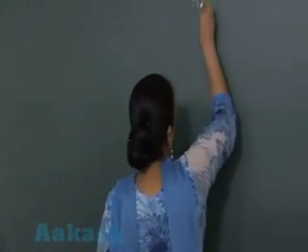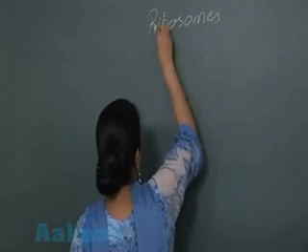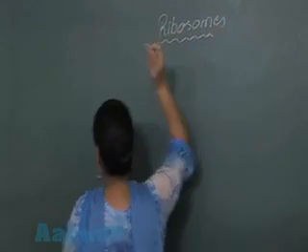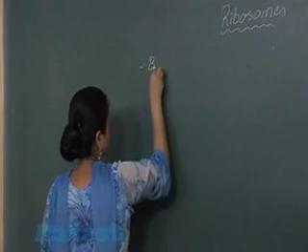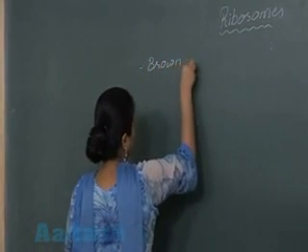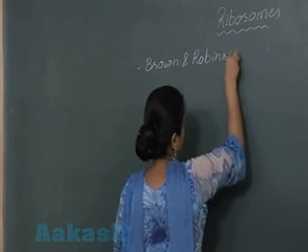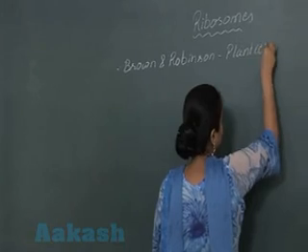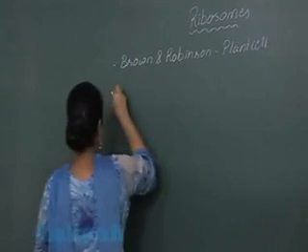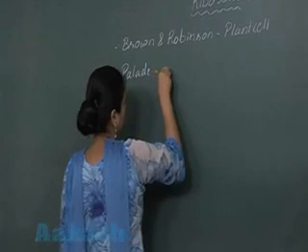So let's start with the ribosomes. Ribosomes were first studied by Brown and Robinson in plant cell. Pallet studied the ribosomes in animal cells.